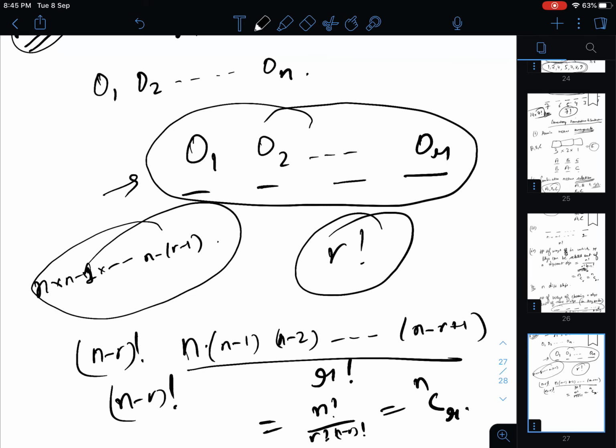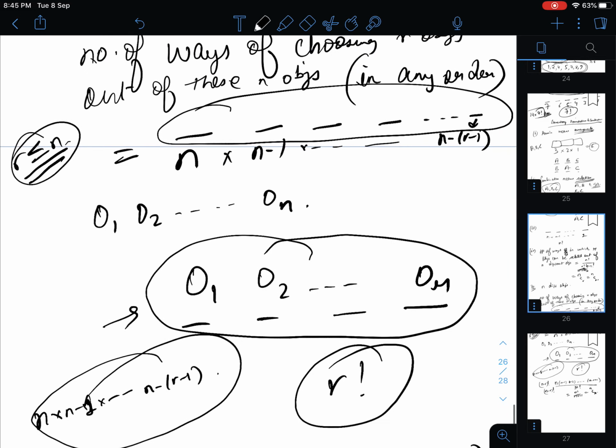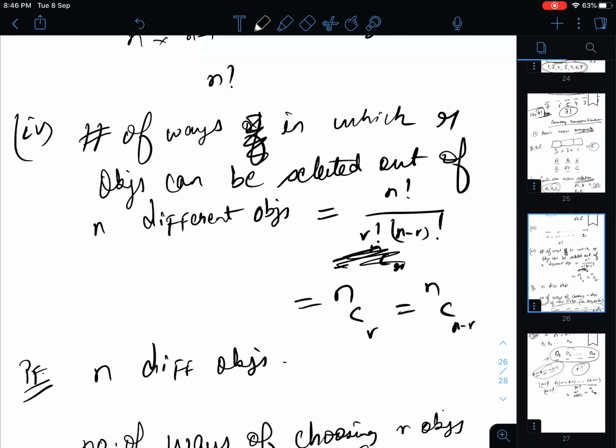All right, so let's go through this once again. What we said is that n into n minus 1 till n minus r minus 1, these are all possible arrangements of R objects which are taken from n different objects. Okay, now if you select any one particular arrangement, let's say O1 till OR, then the question is what are the number of ways in which R objects can be selected.